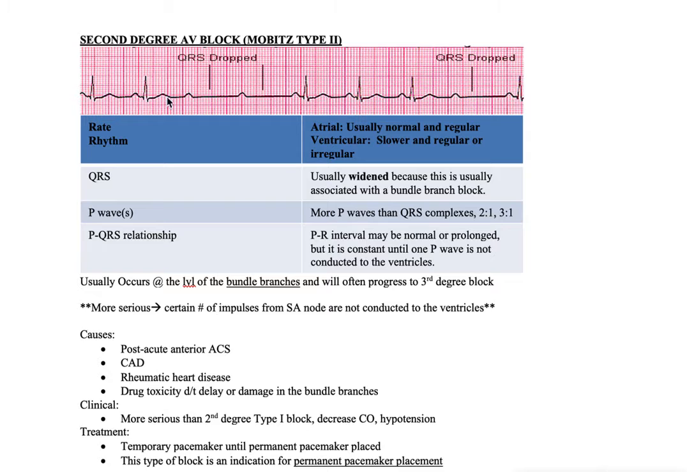Now your ventricles firing off, your QRS complex, your R waves here, those typically will be slower and regular, or it could be irregular, it just kind of depends. But usually they'll be somewhat widened, which we can kind of see here. Now, as far as the P to QRS relationship, the PR interval may be normal or prolonged, but it is constant until one P wave is not conducted to the ventricles. So that sounds very similar to a first degree in the sense that this PR interval is constant, until there's just one P wave that's not conducted.